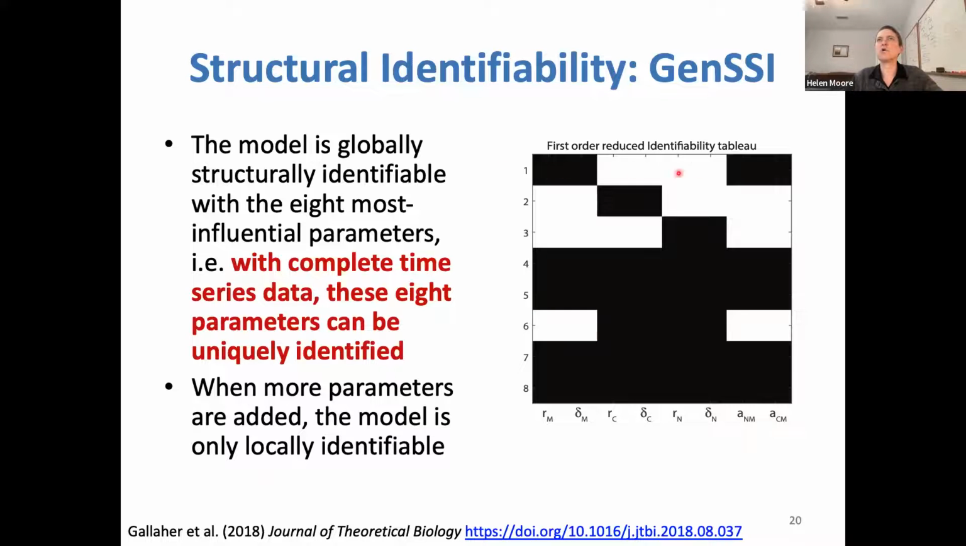So each row is an equation, and you see the 8 parameters here. So each column is a parameter. The black means we've actually got that parameter in this equation, so there's a non-zero coefficient for that parameter. Here's an equation that has 4 parameters. Here's another equation that has 2 parameters, just these 2, the RC and delta C. And here's another one that has RN and delta N.